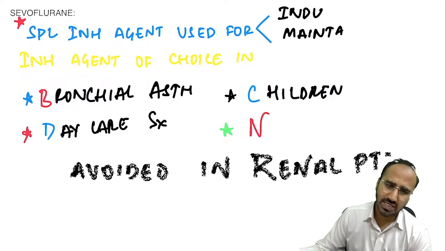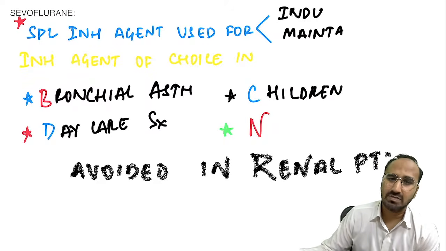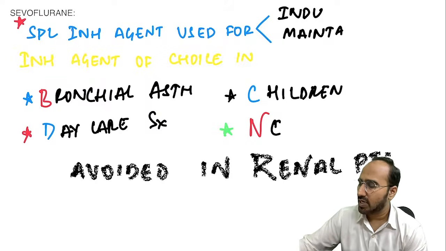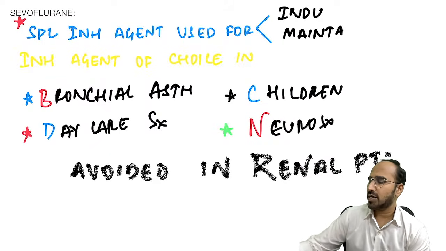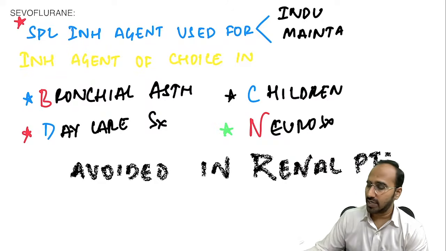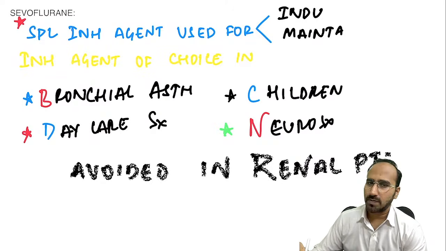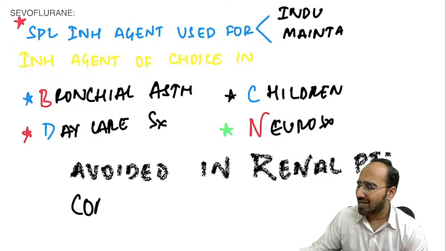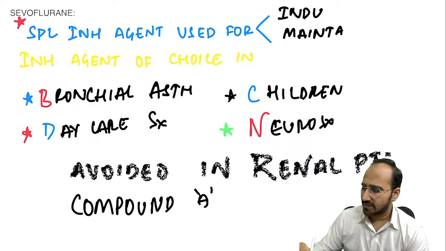Previously, we used to use desflurane, but it causes laryngospasm and airway irritation. That's why we are not using desflurane. We are using sevoflurane. Next, in neurosurgery also we are using sevoflurane. It is avoided in patients who have any renal problems. Why? Because if you give sevoflurane with low flow anesthesia, it forms a compound called compound A or olefin. We'll discuss later. Okay.